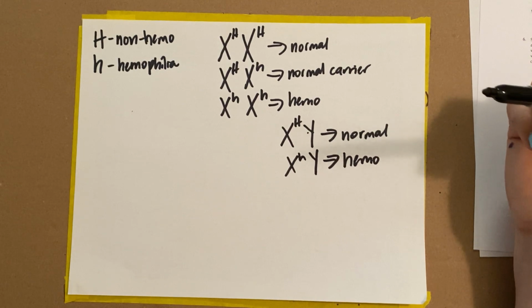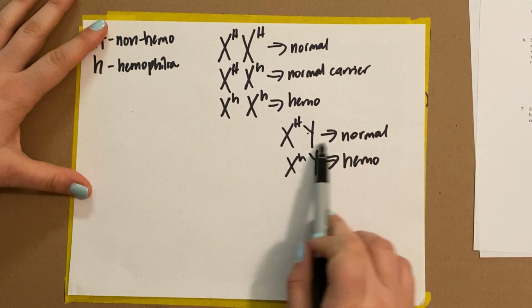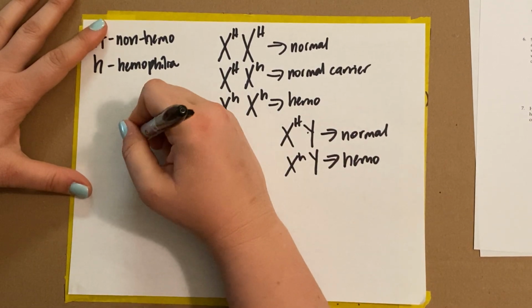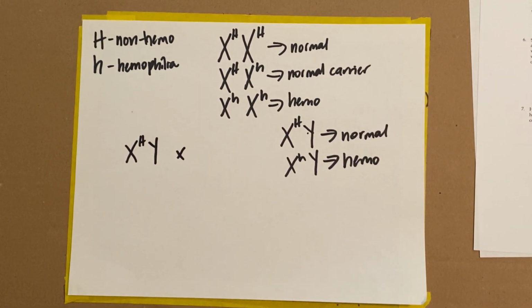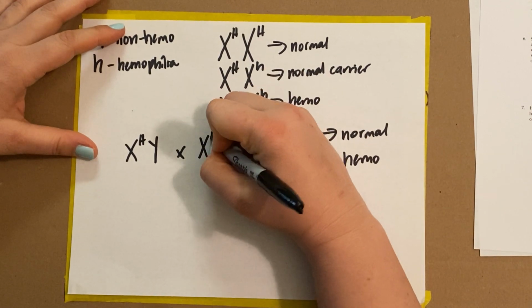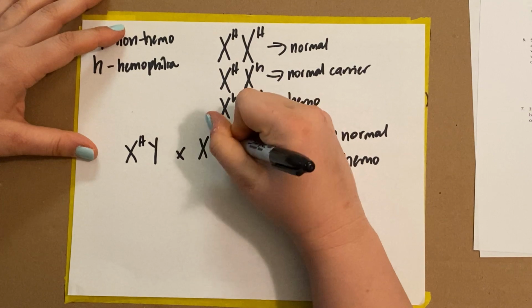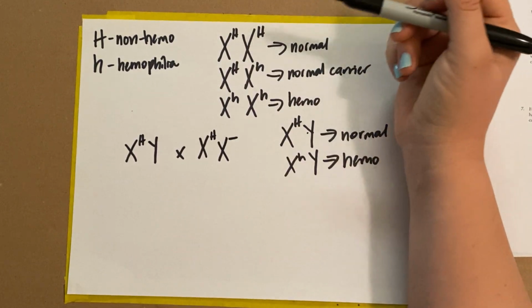So then it tells us that a non-hemophiliac man, for a man to be non-hemophiliac, this is the only thing he could be: a capital H and a Y. So that's what we know. And then it says that a non-hemophiliac man and woman marry. So the woman, we don't really know what this other letter is. We know that she's not hemophiliac, so she at least has to have one of the capital H's.